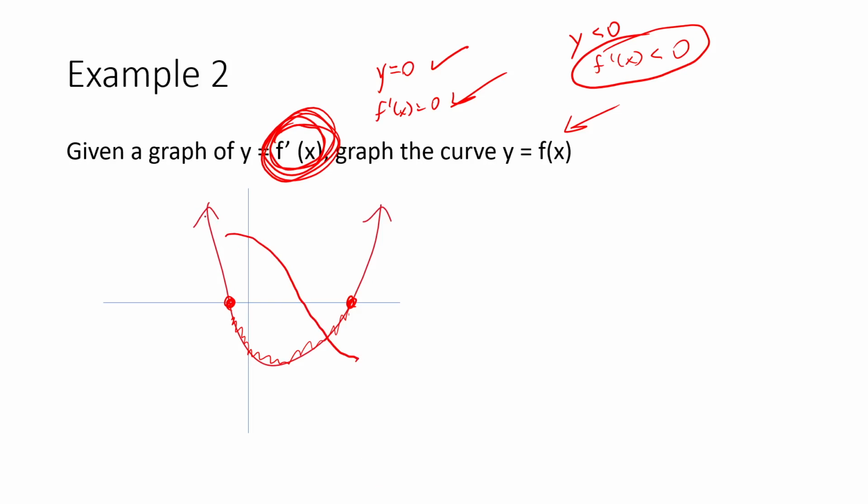Now, to the left of that x value, which we're estimating to be -1, to the left of that, we have positive y values.